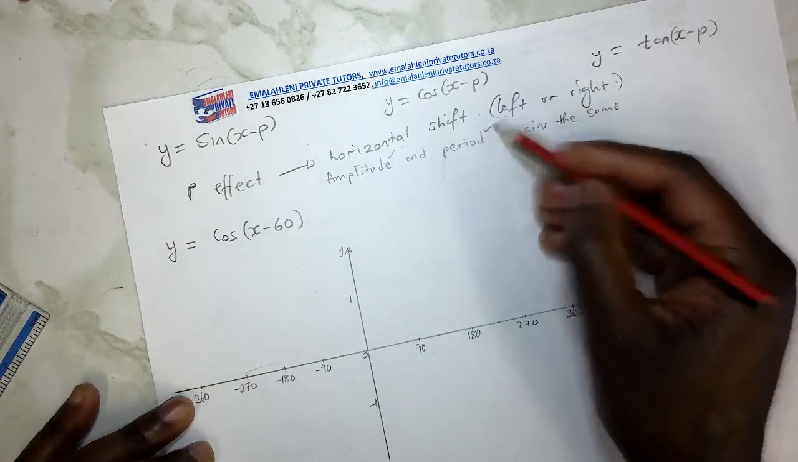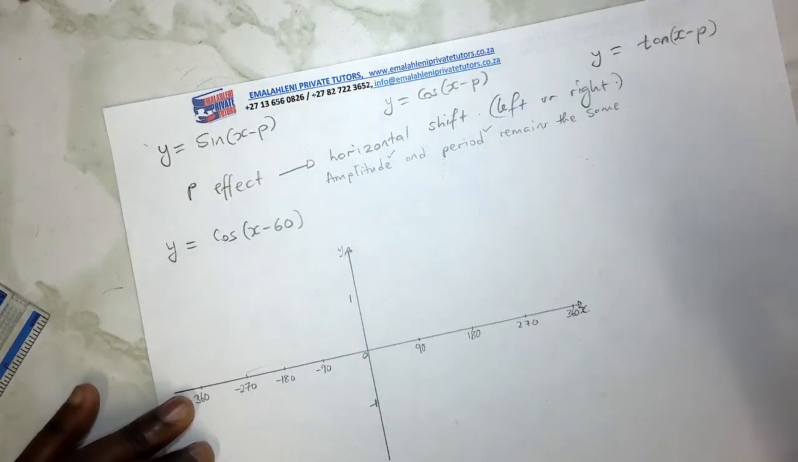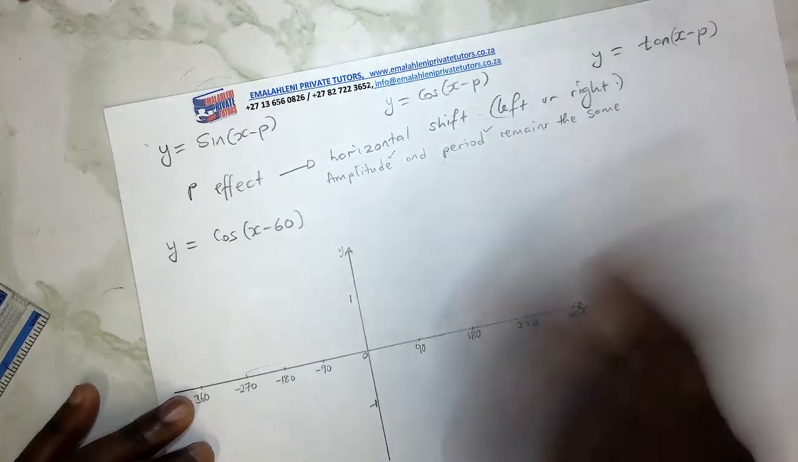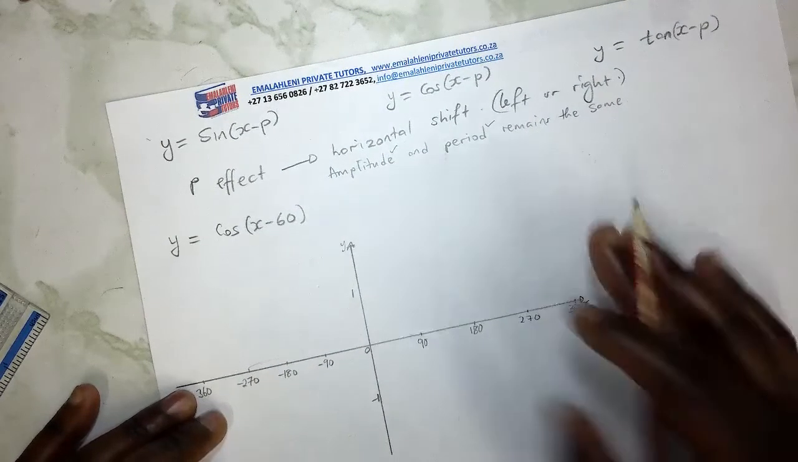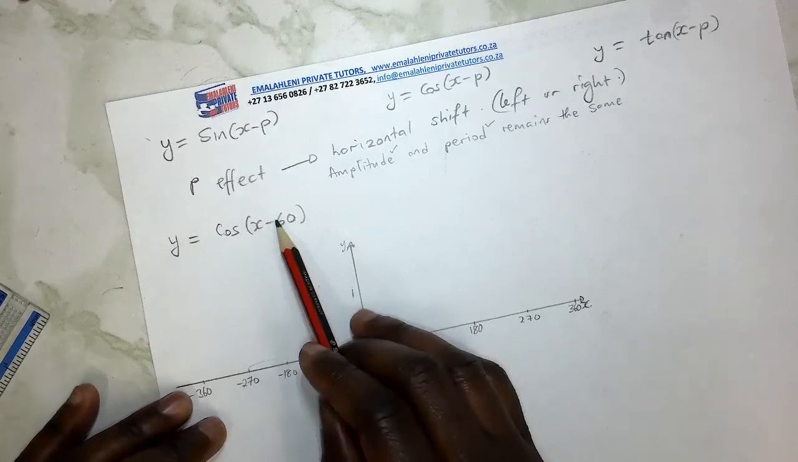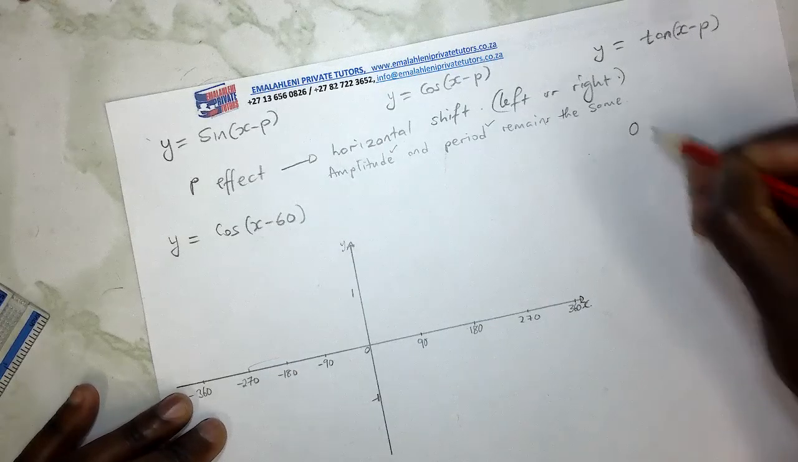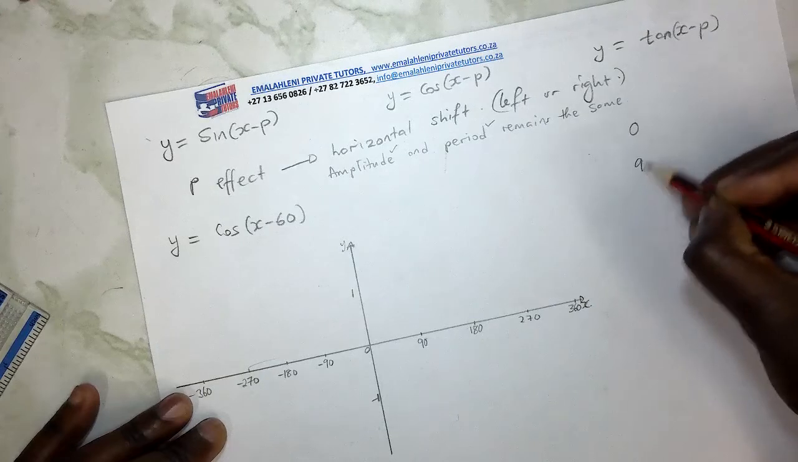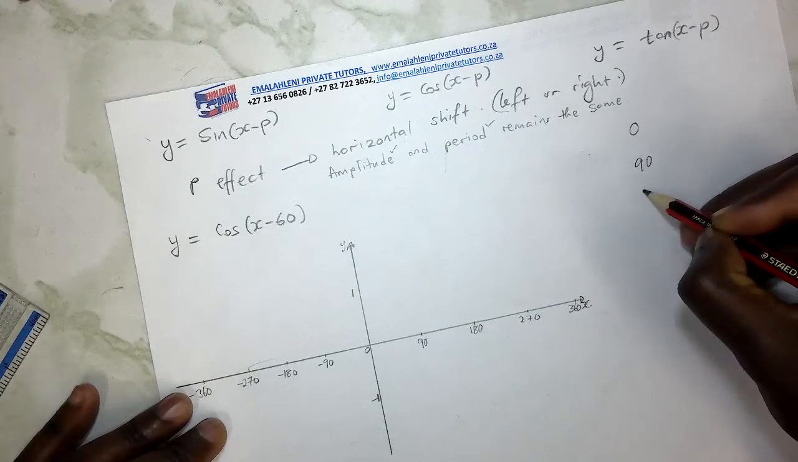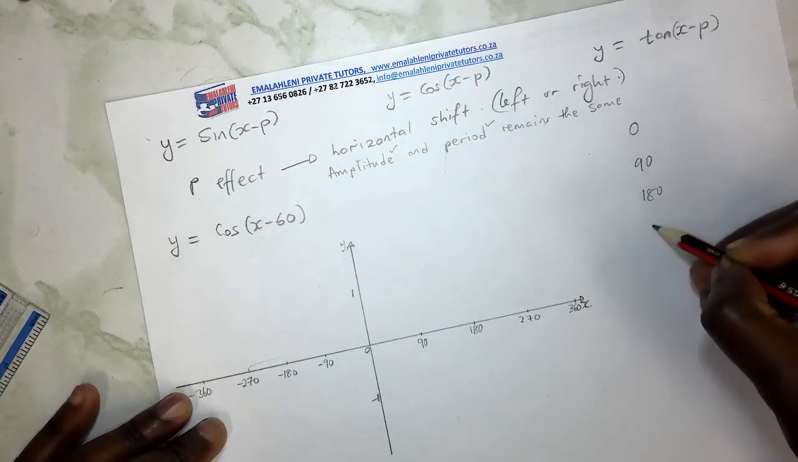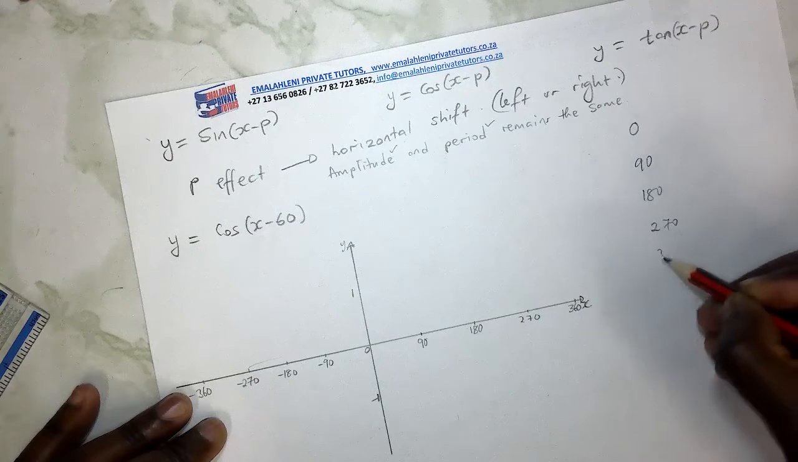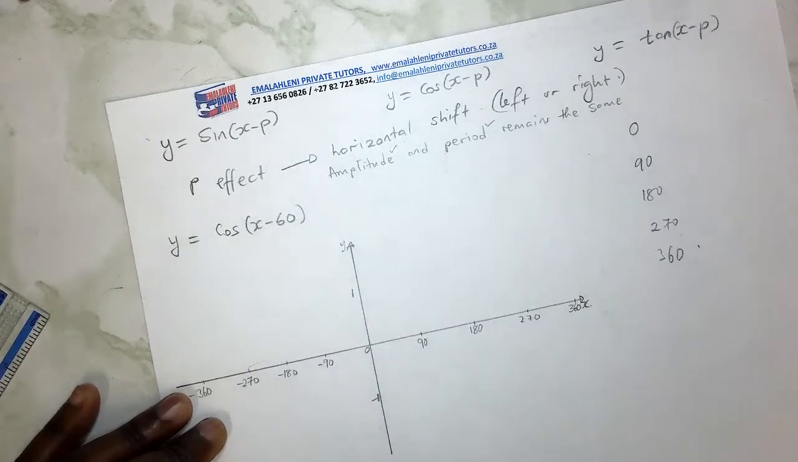Period is not changed. So these are the two things that don't change. They remain the same. Now, again here, we know what we deal with. We deal with 0. We deal with 90. We deal with 180. We deal with 270. We deal with 360.